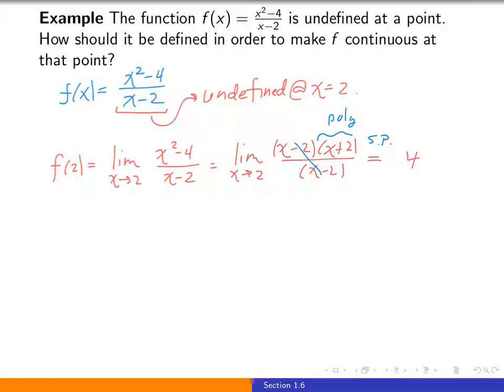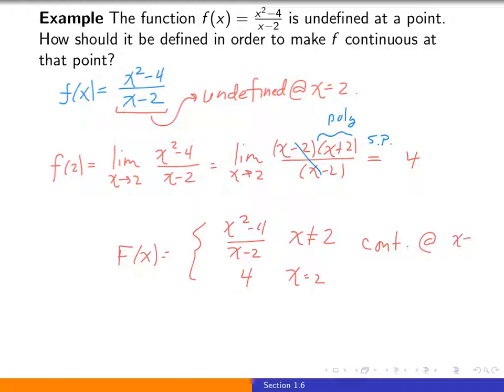So what this is telling us is that if we would like to make a function such as f of x here continuous at 2, it needs to be 4. So if we define the new function, now I'll use big F of x, to be x squared minus 4 over x minus 2 when x is not equal to 2, and 4 when x is equal to 2, this function will be continuous everywhere, but specifically in terms of this problem, it will be continuous at x equals 2.